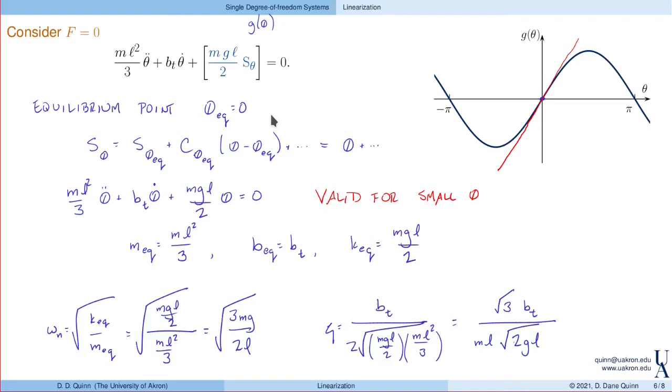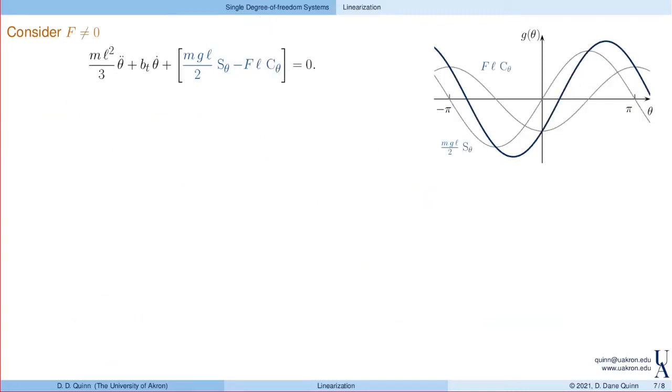Now I want to turn to the case where f is non-zero. That's a little more complicated because the equilibrium point is no longer at the origin. Remember here, this is like g of theta. And so this equilibrium point is no longer at the origin. Instead, it's offset at some new value. And that offset, the equilibrium value, depends on m and g and l and f, and it's basically solving this function for 0. Okay, but I can do that.